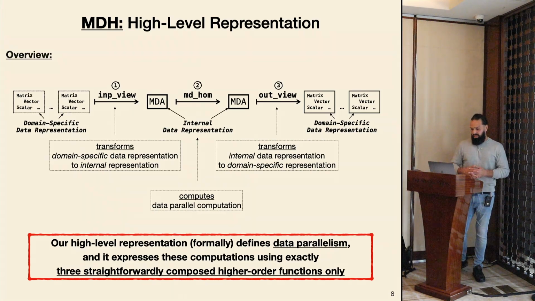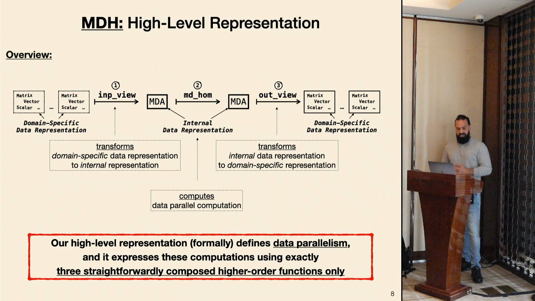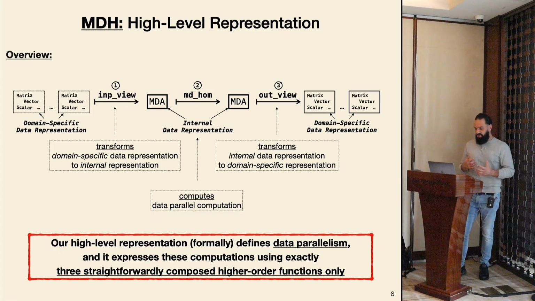So now we could show, and that's also discussed in detail in the paper, that we only require three higher-order functions to uniformly express any kind of data parallel computation. You can see them in a simple overview on the top. These are InView, MDHom, and OutView. InView is always responsible for the input data.